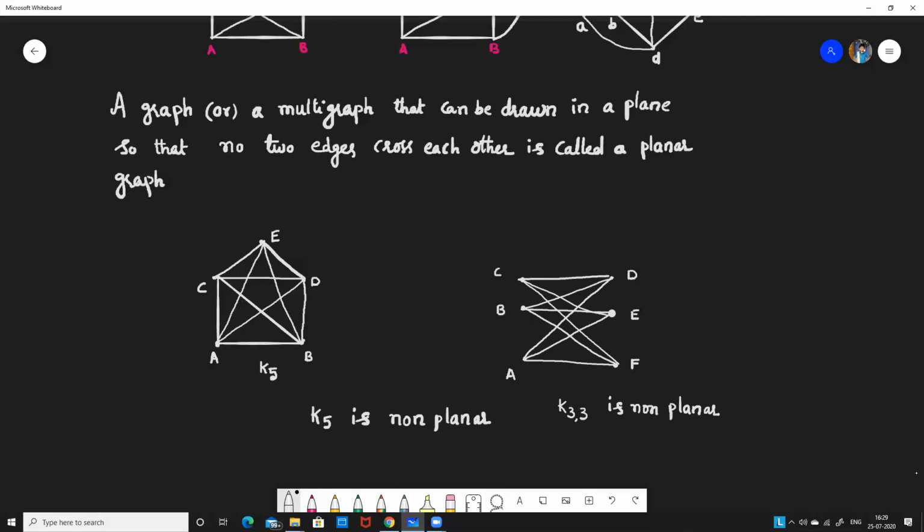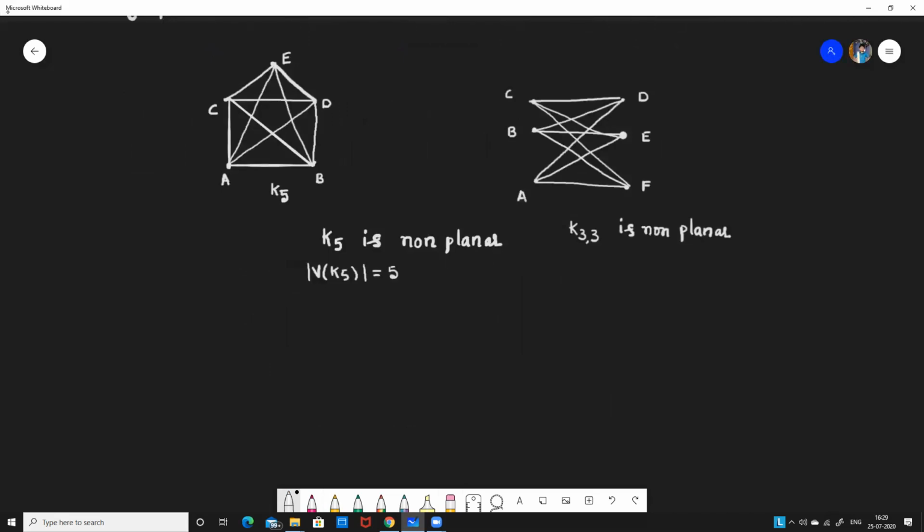So how many vertices are there in K5? Obviously 5 vertices. And how many edges do we have? Number of edges in K5, obviously 10 edges are possible in K5. Similarly, number of vertices in K33: 3 plus 3, 6 vertices. Number of edges in K33: 9 edges are there.